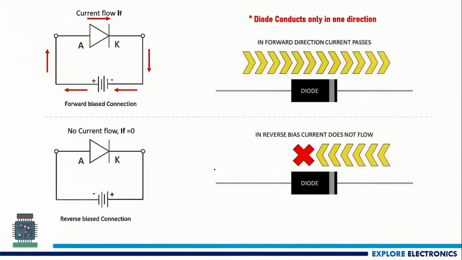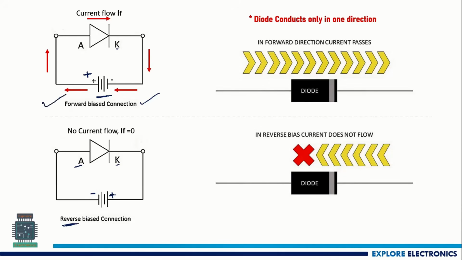And if you look at the current flow, we need to make the diode work by connecting an external supply. So this is the external voltage we are applying. When we apply the positive terminal of the battery to the anode and the negative terminal of the battery to the cathode, it becomes a forward bias connection. Similarly, when the negative terminal of the supply is connected to the anode and the positive terminal of the supply is connected to the cathode, this becomes a reverse bias condition.